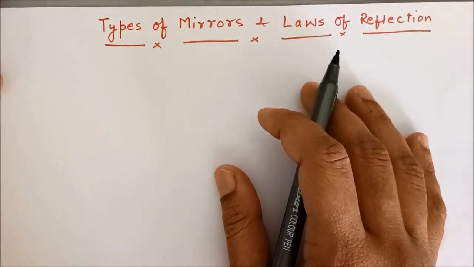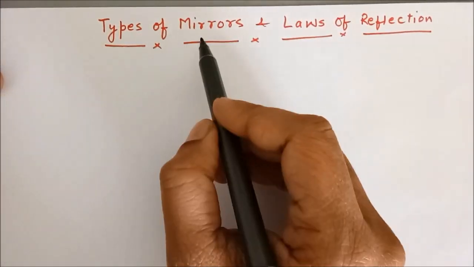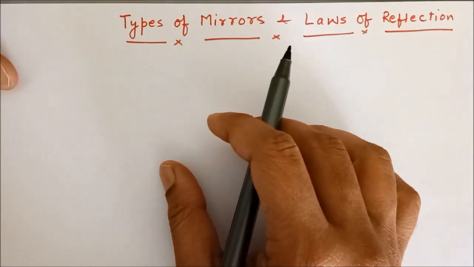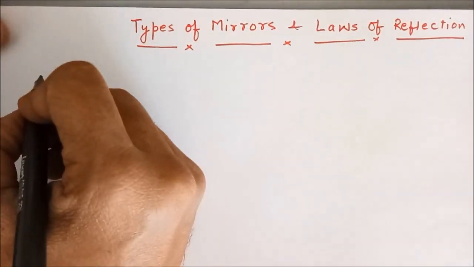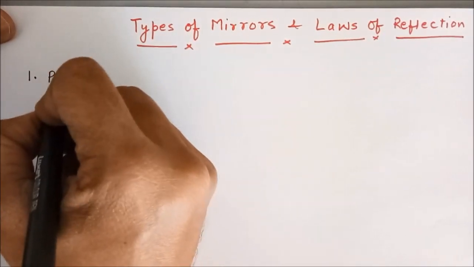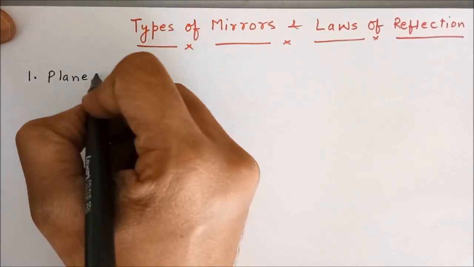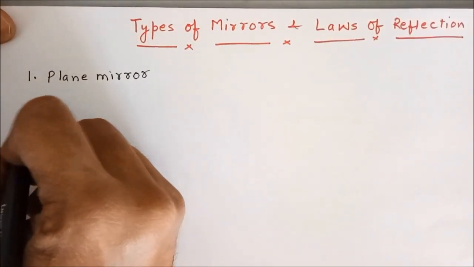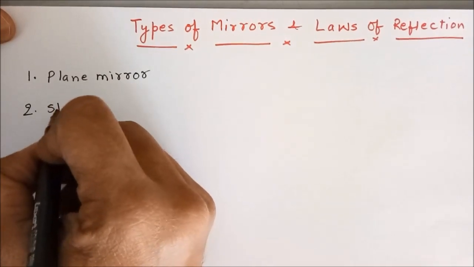Hello everyone. Today we are going to discuss types of mirrors and laws of reflection. We have two types of mirrors. First one, plane mirror. Number two are spherical mirrors.